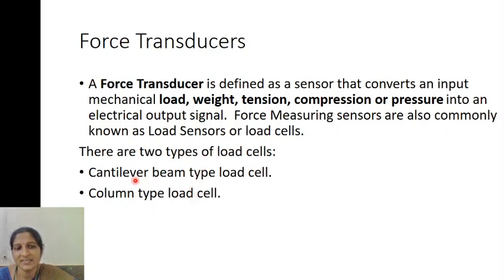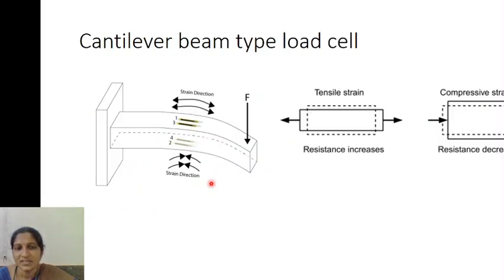Those are the cantilever beam type load cell and the column type load cell. Coming to the first one, we shall discuss the cantilever beam type load cell. This cantilever beam type load cell consists of a cantilever beam. In this beam, one end is connected to the fixed end and the other end is left free.